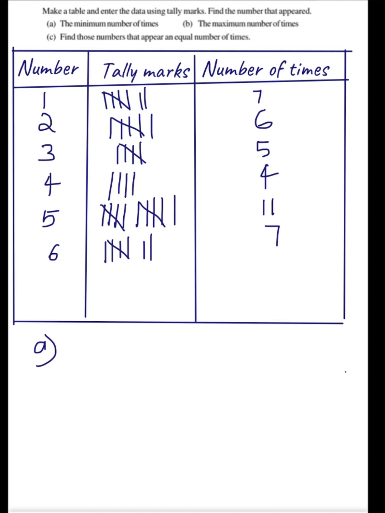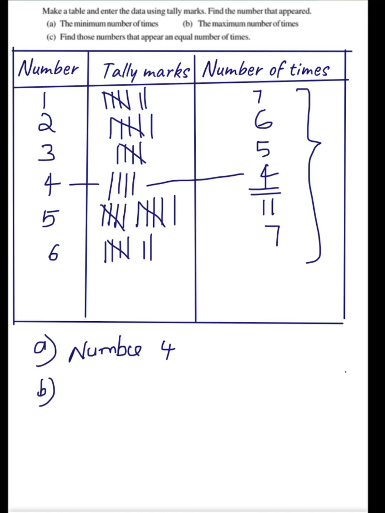So you have to see this, and you have to see which is the minimum number, and you can see that 4 is the minimum number. That means 4 corresponds to what? 4. So you can say that the number 4 has appeared minimum number of times.